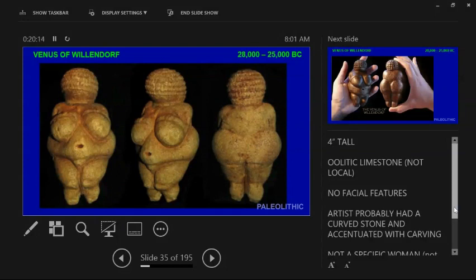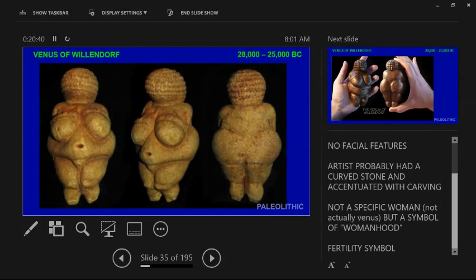All right, she's 4 inches tall. How tall is 4 inches? Yeah, it fits in your hand, right? And she's made of oolitic limestone, which is not local to where they found it. So that means somebody carried it to where it was found. It was made in one place, carried to another place, and that is an important fact.